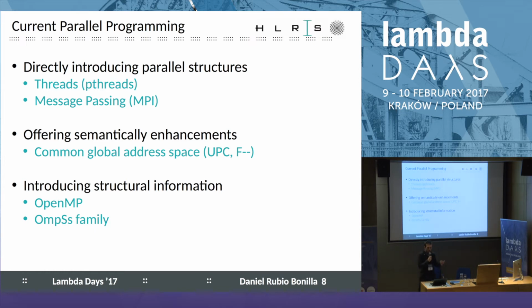Or you could introduce structural information of your application. This is, for example, what people do with OpenMP, which is basically used to parallelize loops. You describe what your loop is like, and it will detect how it can be parallelized and how many threads to get from it. Another language of this family is OmpSs, developed by the Barcelona Supercomputing Center, in which you describe tasks with respect to their input and output data.